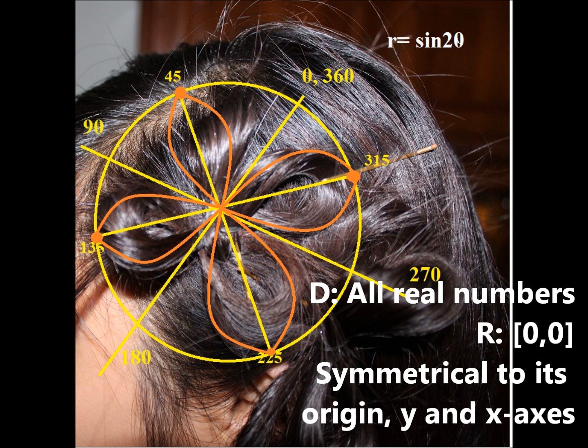The domain is all real numbers because the graph goes through all the theta values. It is symmetric about the origin and the x and y axes.